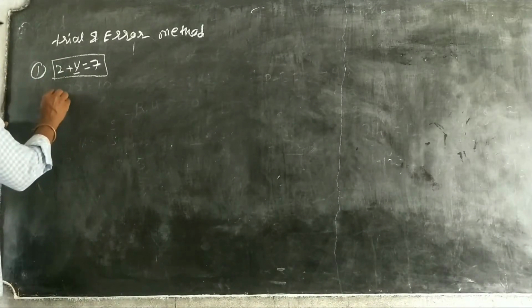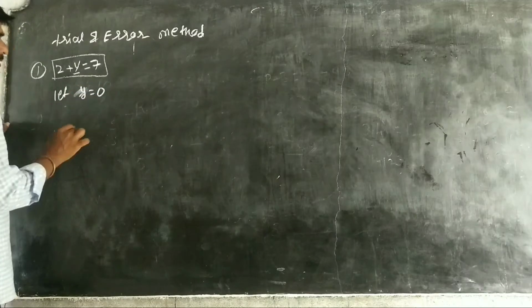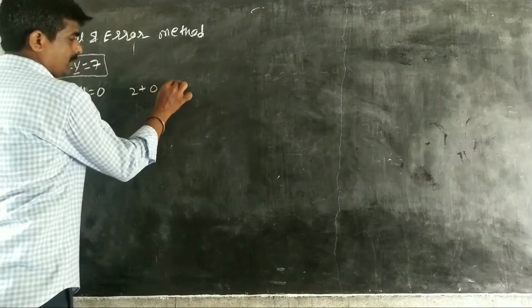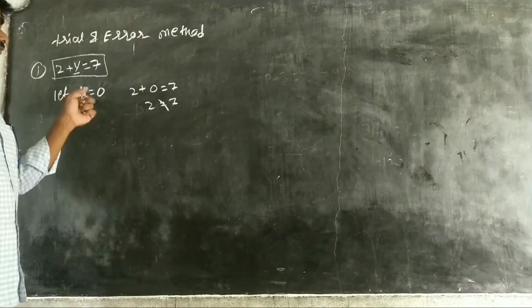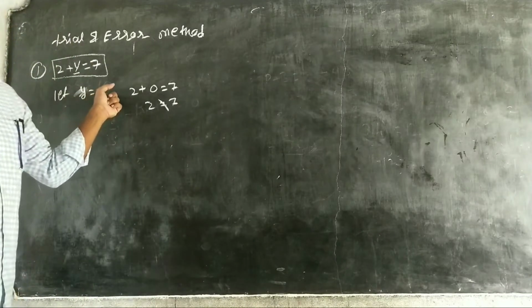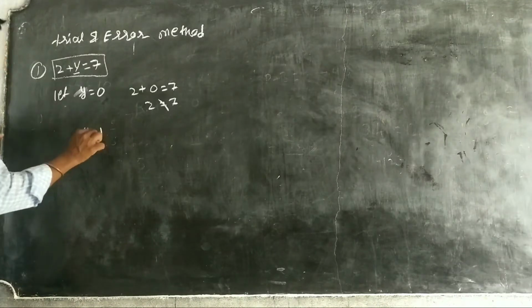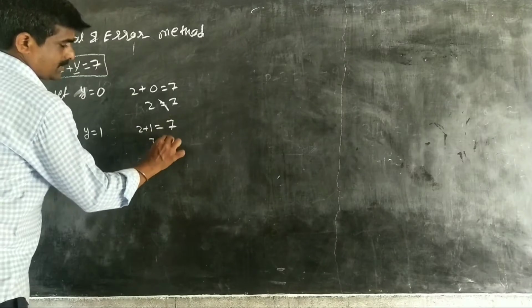So, let y is equal to 0. First, y is equal to 0. Therefore, 2 plus 0 is equal to 7. Both are not equal. So, y is equal to 0 is no solution. Next, take y is equal to 1. Therefore, 2 plus 1 is equal to 7. 3 is equal to 7.